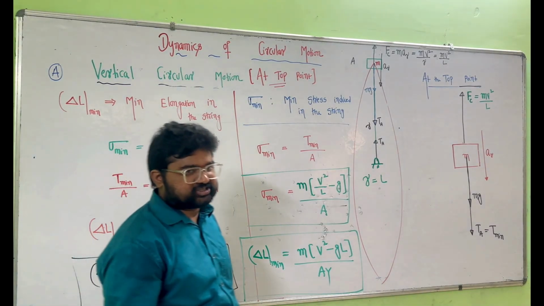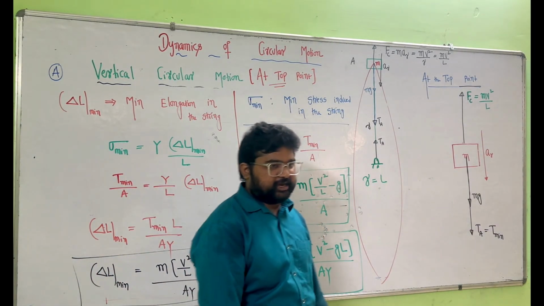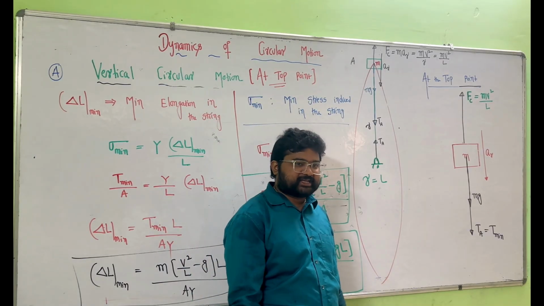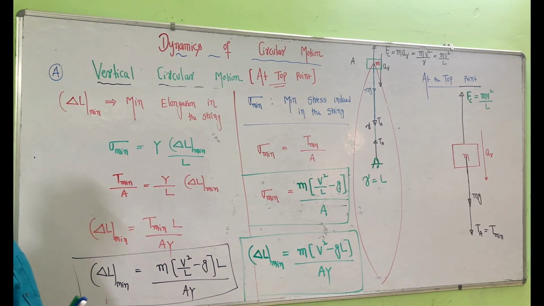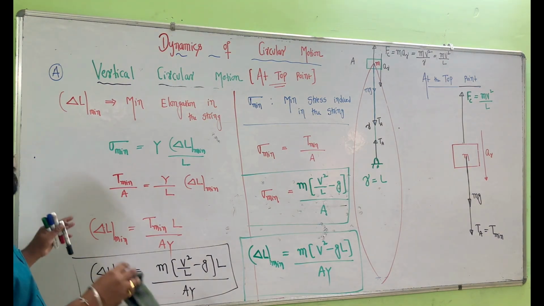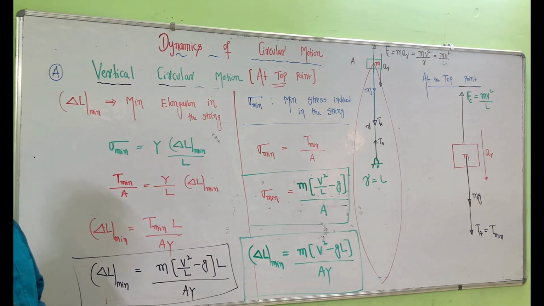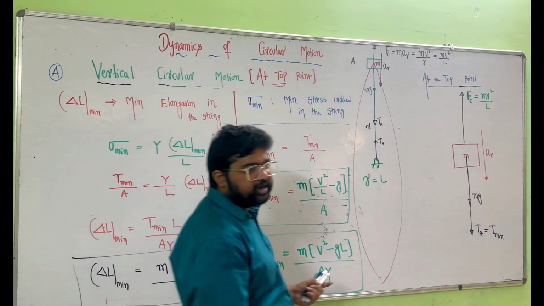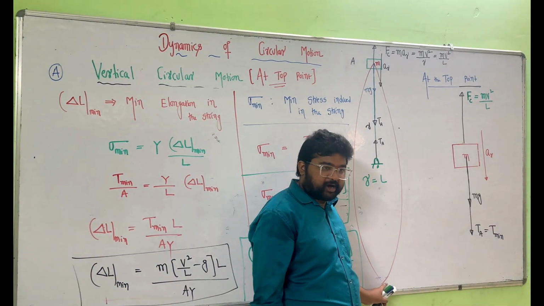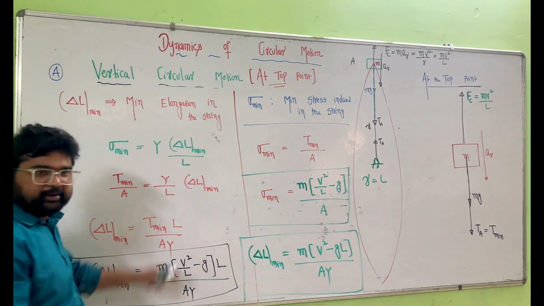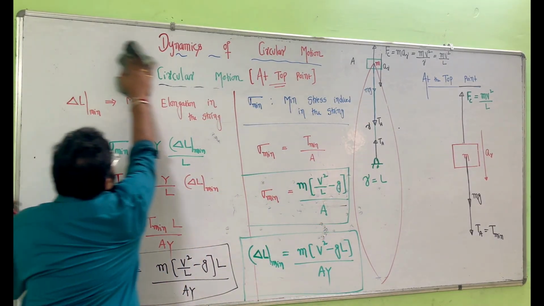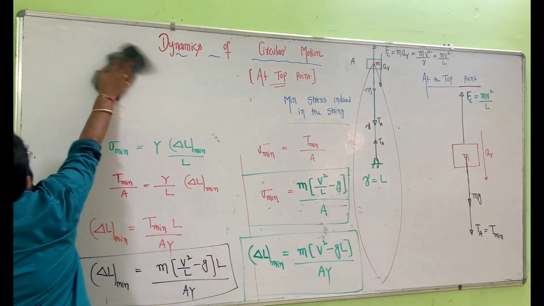Similar kind of discussion applies at the bottommost point. At the bottommost point, T maximum is obtained. In that case, plus will come. Clear? This is some funda related to vertical circular motion: the procedure to draw the free body diagram for the point mass at the bottommost point and topmost point. Completed. Next, horizontal circular motion.